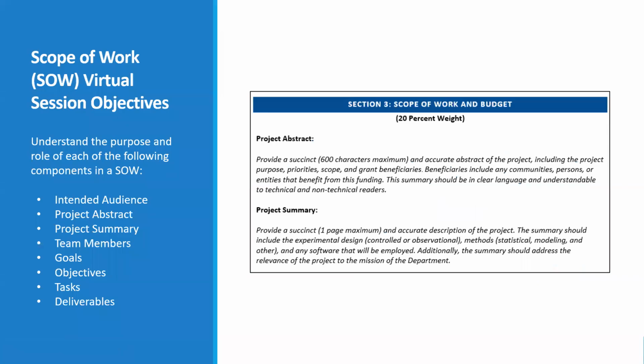All right, so today we're going to be talking specifically about the scope of work, and the objective of this virtual information meeting is for you to really understand the purpose and the role of each of the components that make up the scope of work. So hopefully this will give you a better idea as to why we ask for each of these different sections to be completed. The different sections that are included in the scope of work are the intended audience, the project abstract, the project summary, team members, goals, objectives, tasks, and deliverables.